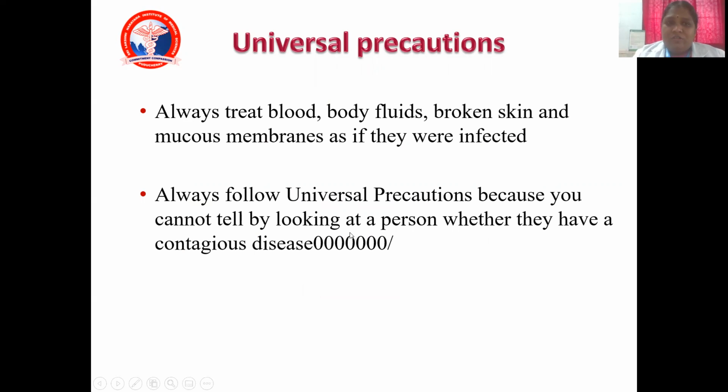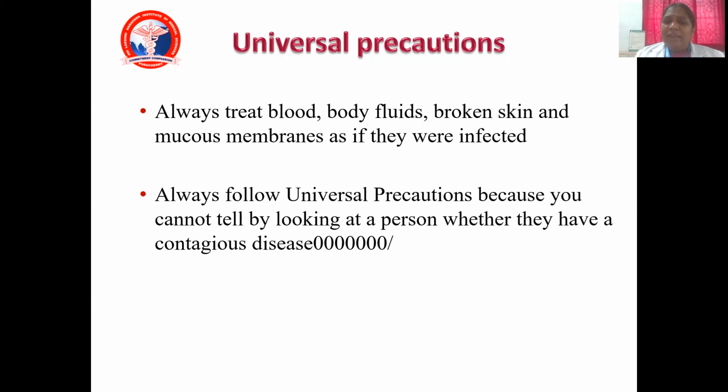So what are the universal precautions? It's impossible to identify whether a person is infected with HIV or not. If a patient is known to be HIV positive, we'll take utmost care to prevent infection transmission from them, right? But if the patient is unidentified, not tested, we will never come to know that he is infected. So in such cases, we should treat all the blood, body fluid, broken skin and mucous membrane as if they were infected with HIV. Only then will we follow all the necessary precautions.